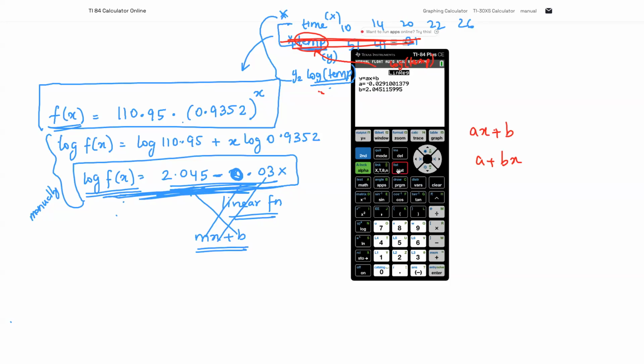Amma, don't worry. To be very honest with you, I really don't see any difference. But if there is a difference, I'll check and tell you next week. See, what happens is if you put ax plus b, then a is getting a negative value, minus 0.03, and this is being assigned to 2.045. If I do the other regression, it's the same thing.